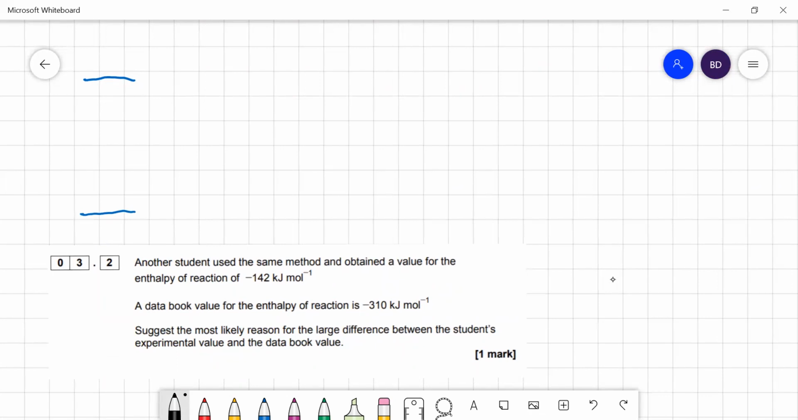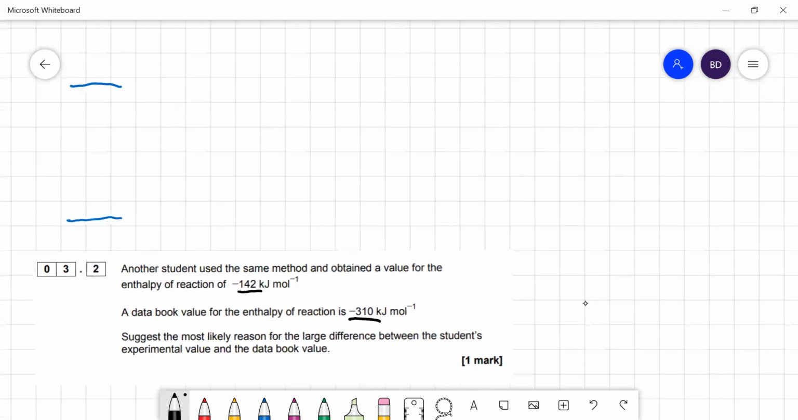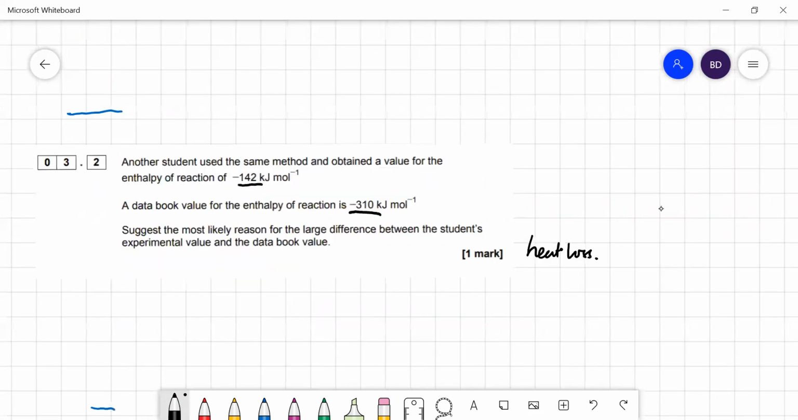Another student used the same method and obtained an enthalpy value of minus 142, and the data book value is a lot bigger than that, a lot more negative. Suggest the most likely reason. Obviously, it is due to heat loss to the environment. These kinds of experiments are not very accurate because not all the heat goes to increase the temperature of the solution.